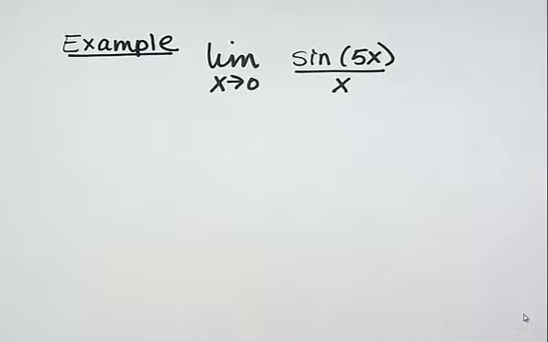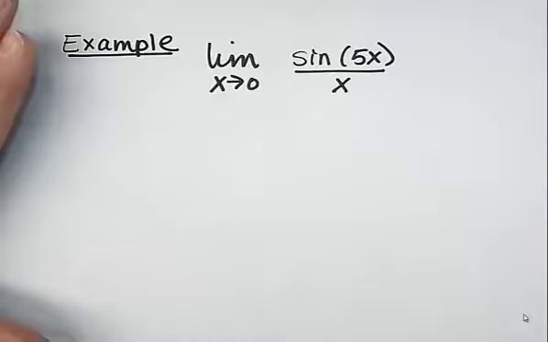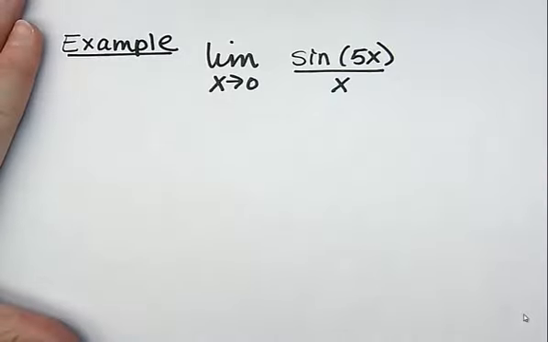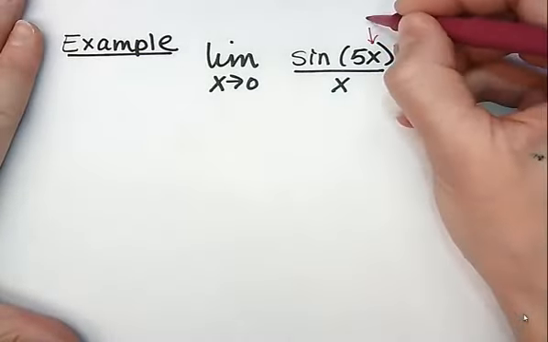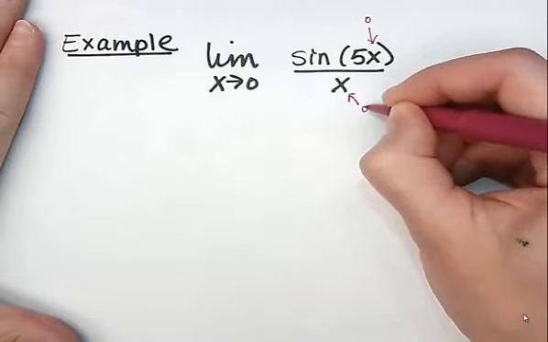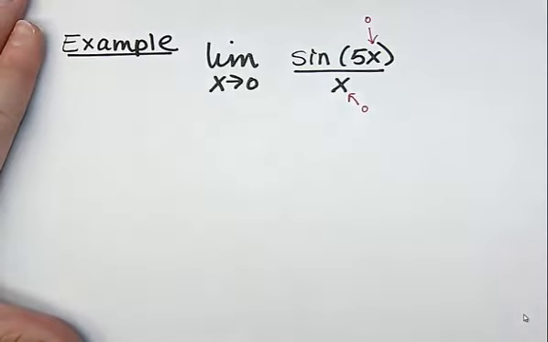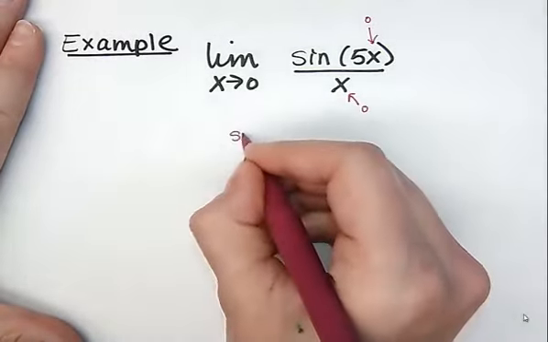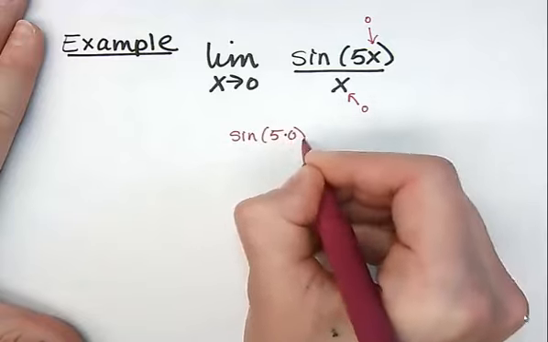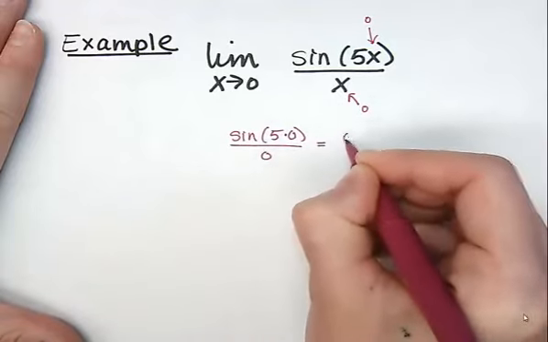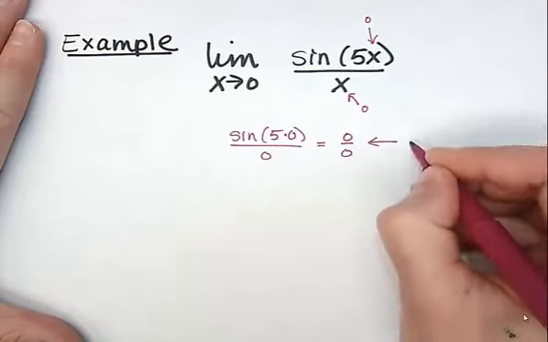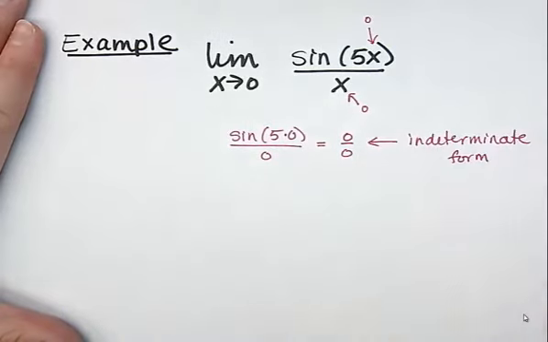All right, the first example we're going to look at is the limit as x approaches 0 of sine of 5x over x. When you're doing limits, the first thing you always want to do is direct substitution. So we're going to go ahead and put in 0 everywhere we see an x and evaluate what we've got. If we do that, we get the sine of 5 times 0 over 0, which results in 0 over 0. This is an indeterminate form. Because the result was an indeterminate form, we are allowed to apply L'Hopital's rule.